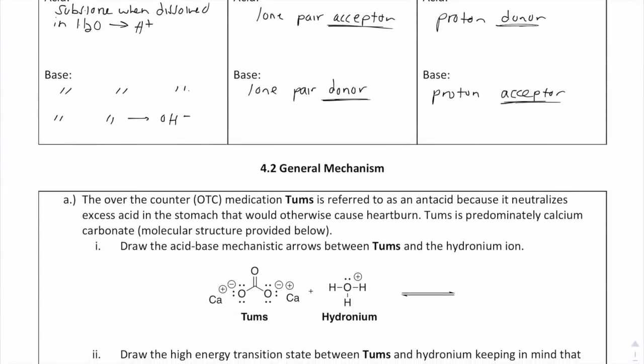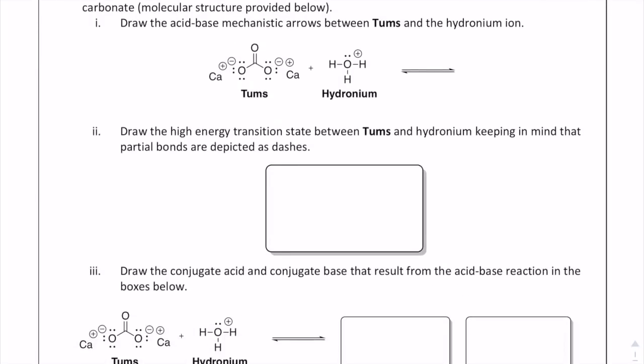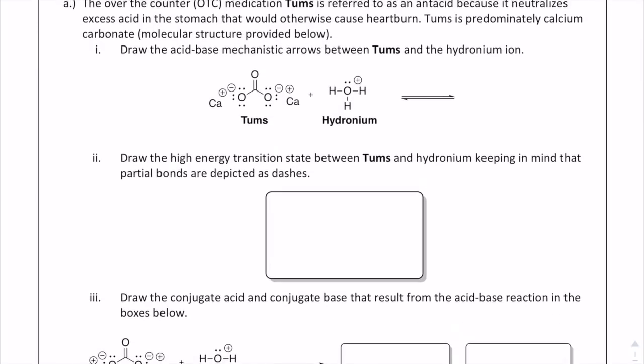So the general mechanism for acids and bases. Over here, we have this kind of long question, so let me try and fit it. The over-the-counter medication Tums is referred to as an antacid because it neutralizes excess acid in the stomach that would otherwise cause heartburn. Tums is predominantly calcium carbonate, which I gave the molecular structure below. Draw the acid-base mechanistic arrows between Tums and the hydronium ion.